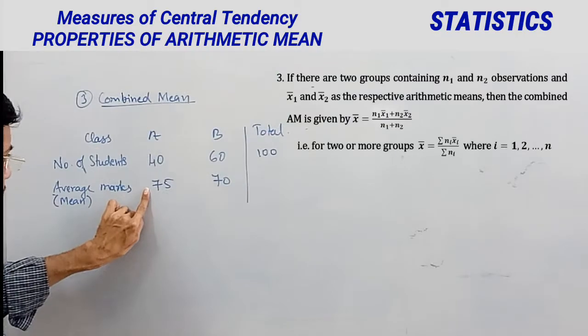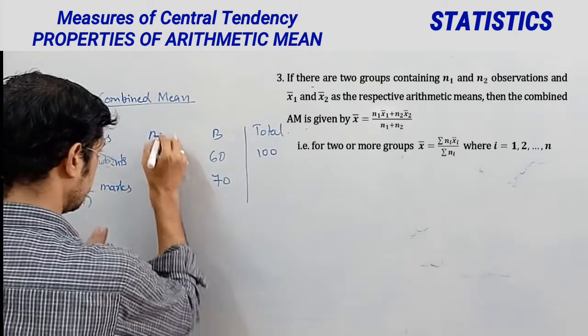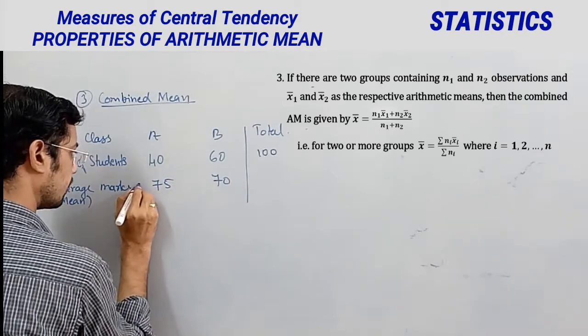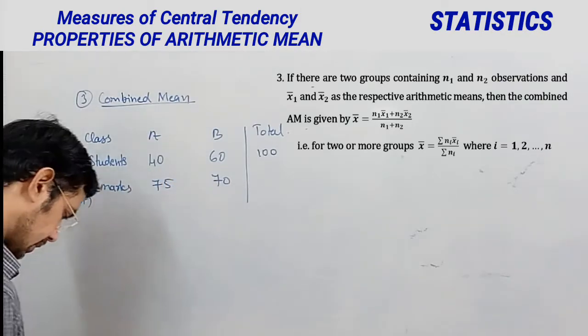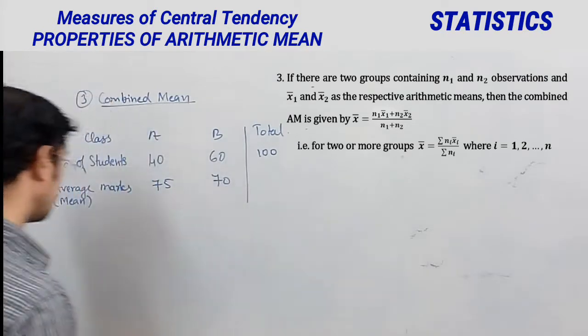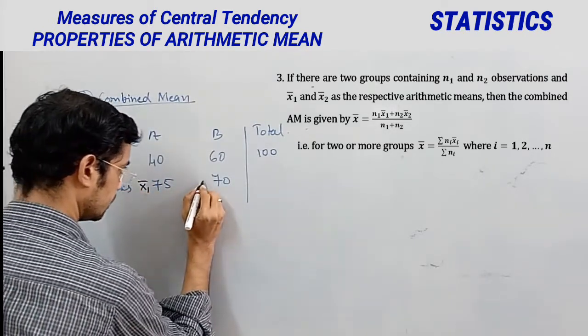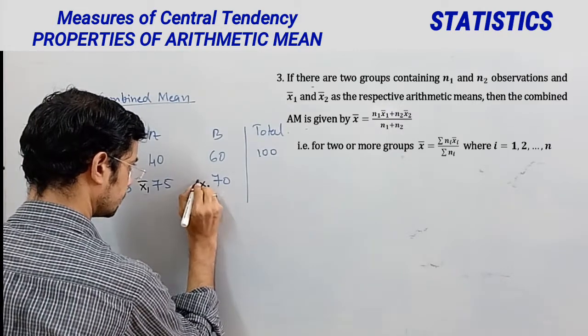Okay, see, this is X bar for the first group. This is the first group, so we take it as X1 bar. Okay, I'll change the color. Let me take this as the first group mean. Okay, this is the mean of the second group.